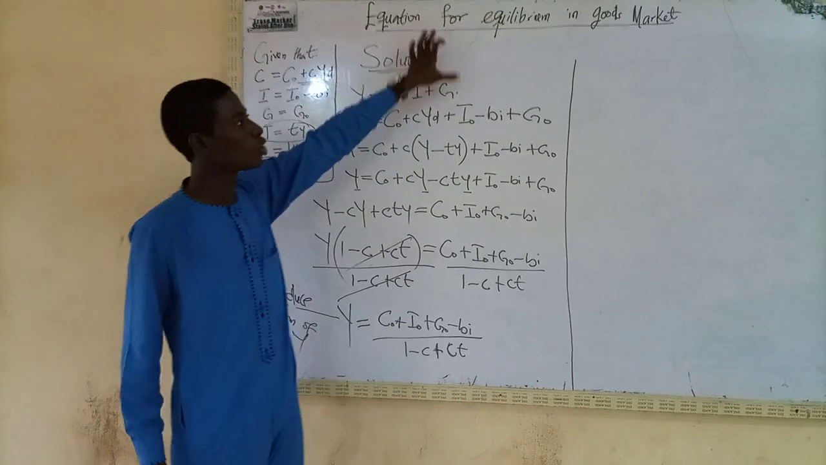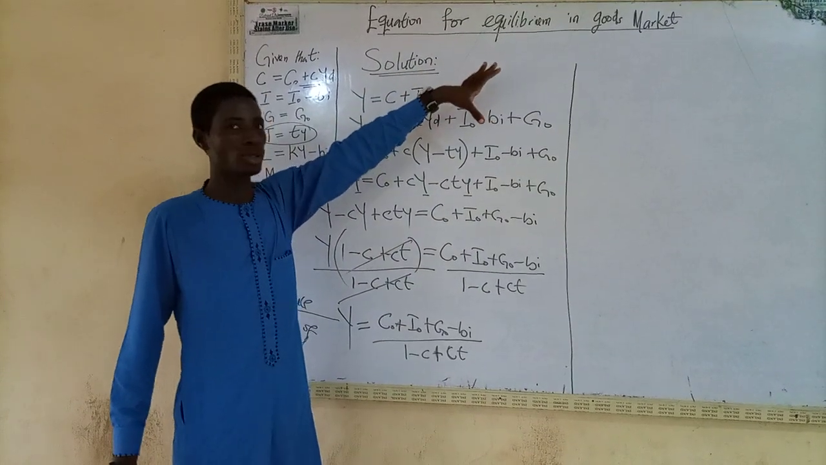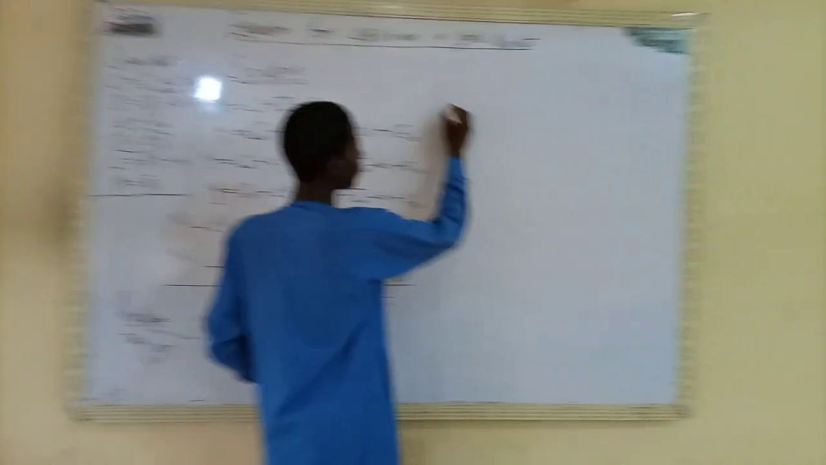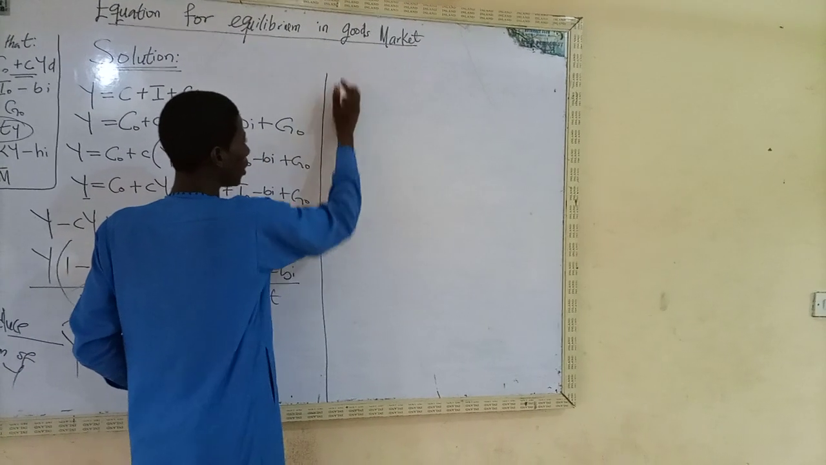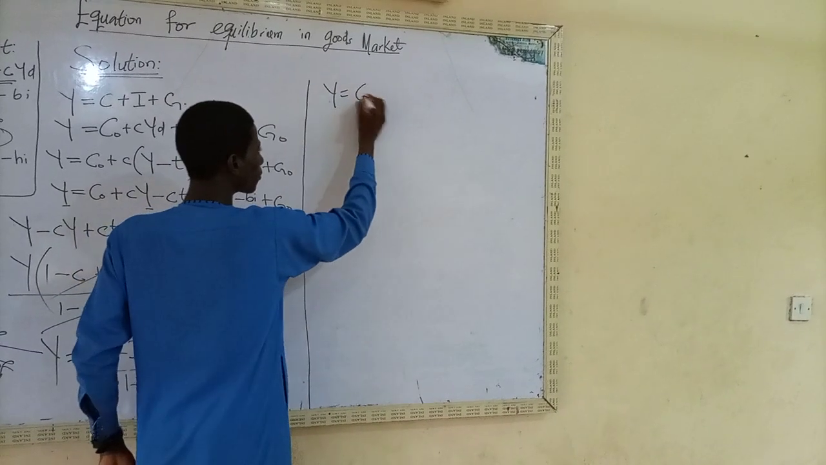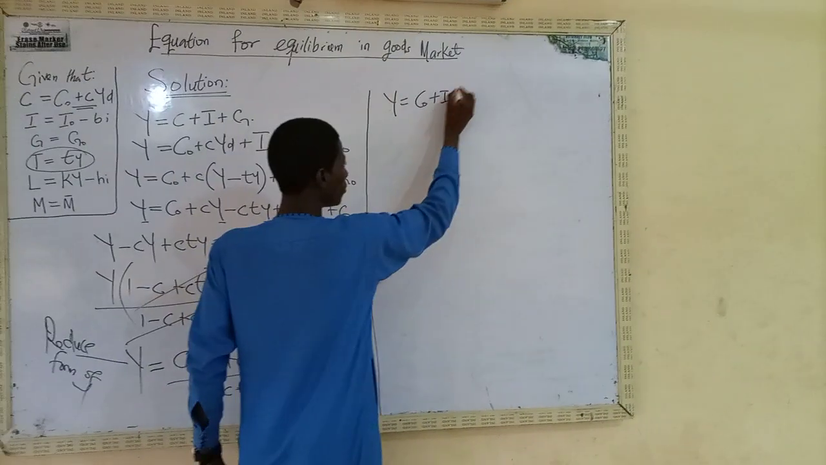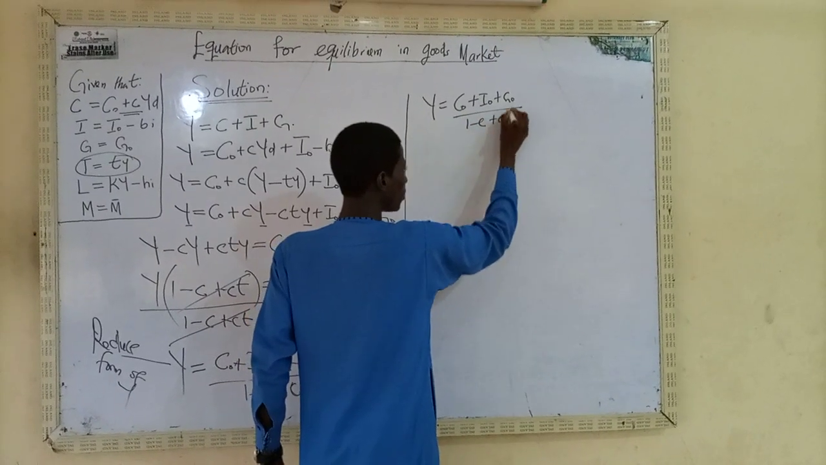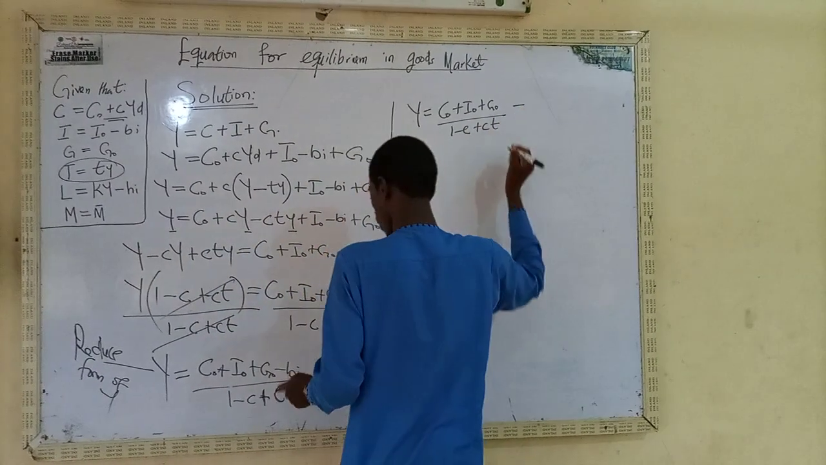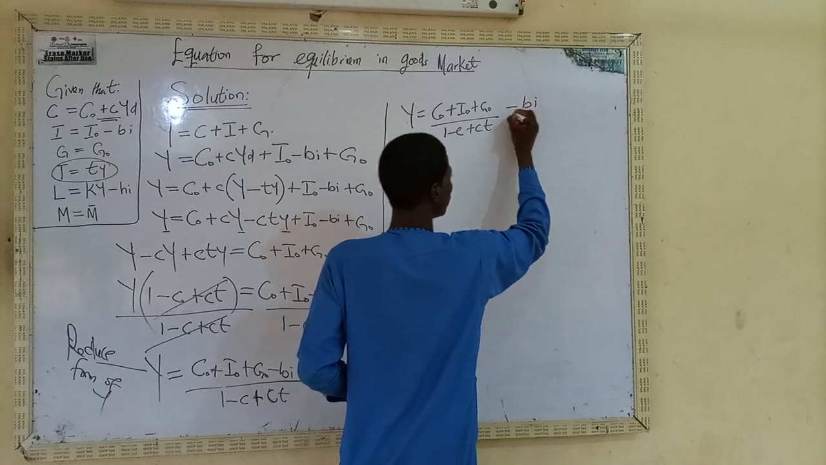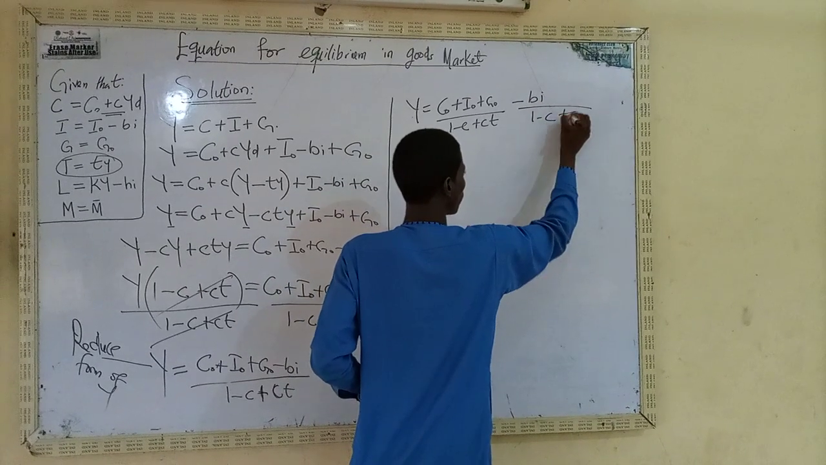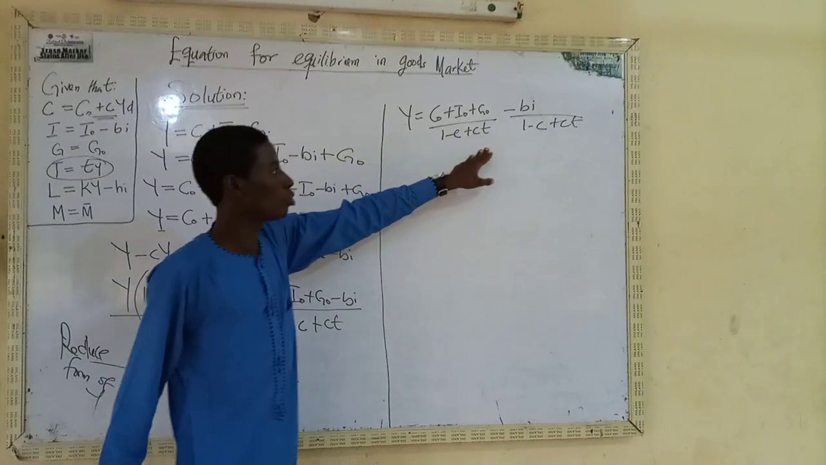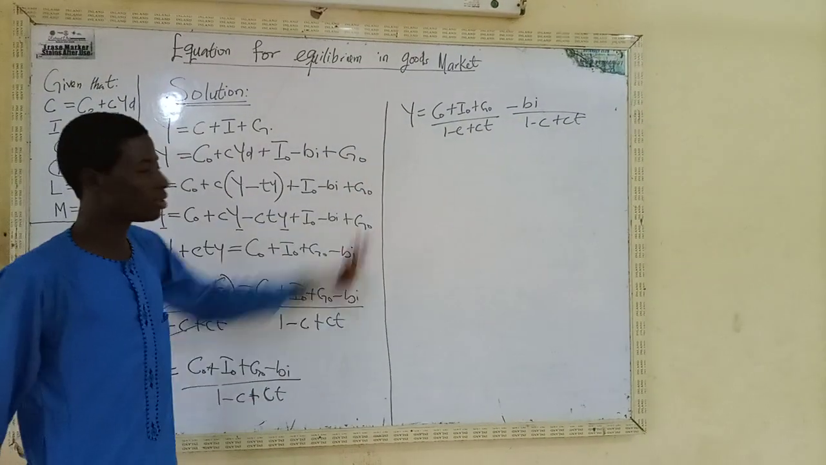Here we are looking for equations that will represent the equilibrium in the goods market. We can split this function into two. We can say that our Y now will be equal to C0 plus I0 plus G0 divided by 1 minus c plus ct, and here we have minus bi divided by 1 minus c plus ct. Here, our numerator we split into two, and we still have the same function back. It's still the same thing.